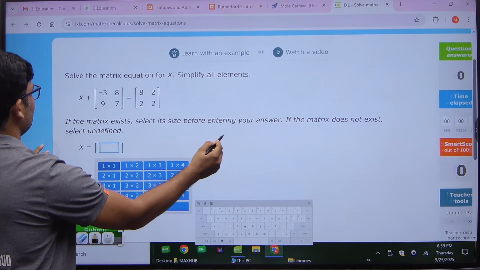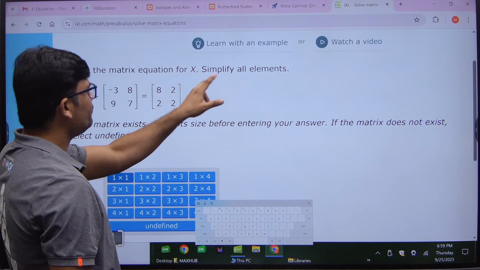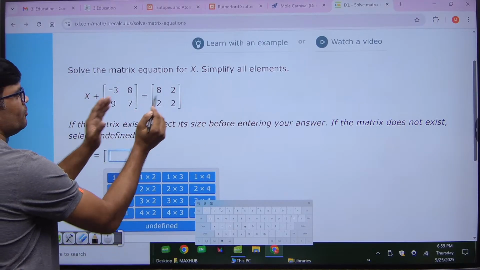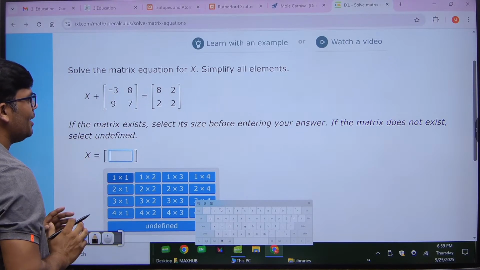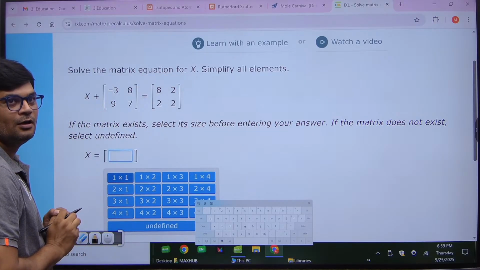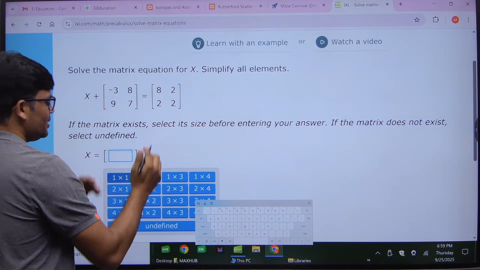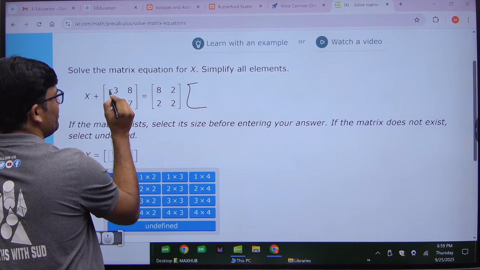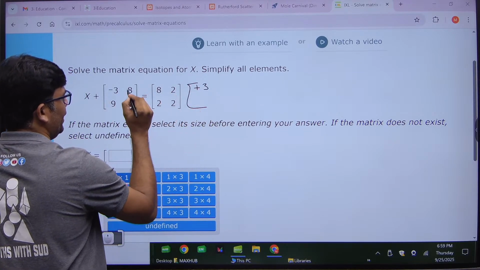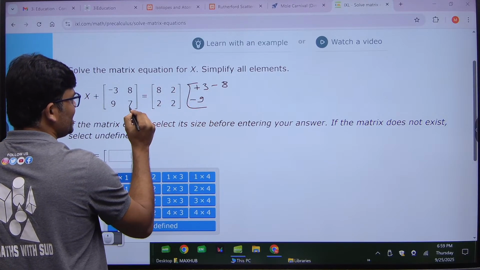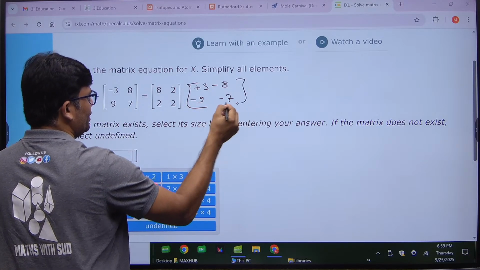Solve the matrix equation for x. Simplify all the elements. So x plus something is equal to this. So first of all, I have to find what is x. So I will take this on the other side. When it goes to the other side, it will be subtracted. You can see the -3 will become +3, 8 will become -8, 9 will become -9, 7 will become -7. Are you getting it?